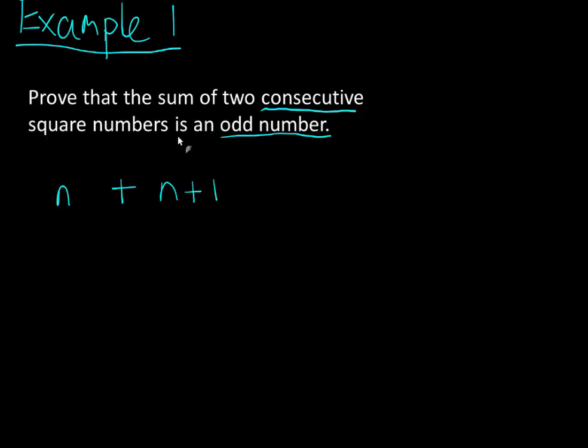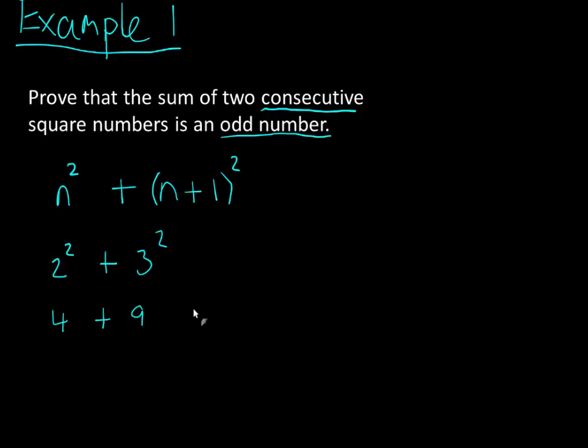And then, how do I get square numbers? n squared is a square number, and n plus 1 squared is also a square number. So this is consecutive square numbers, just the next 2 along. And you can try that. If n was 2, then this would be 2 squared plus 3 squared. So that's 4 plus 9.